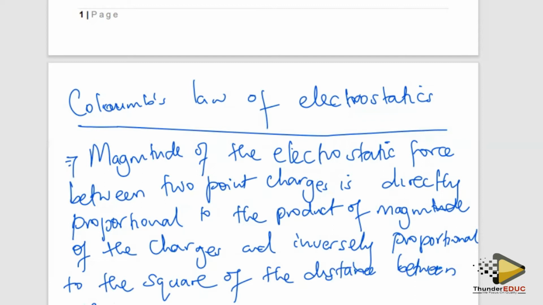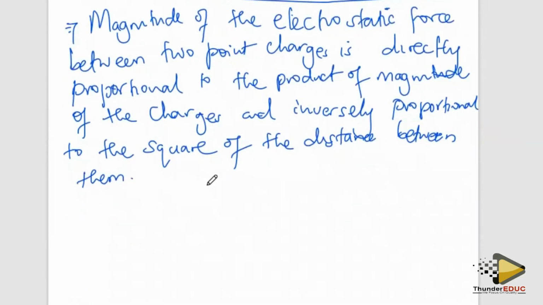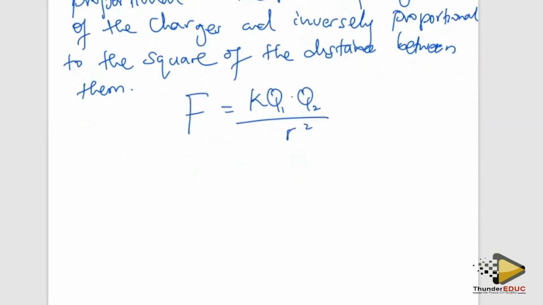So that is what the formula says: force is directly proportional to Q1 times Q2 over r squared. That is Coulomb's law, and we just need to know how to state it. It's similar to the universal law where there is a G; in this case, we have K. Now, let's look at an example.